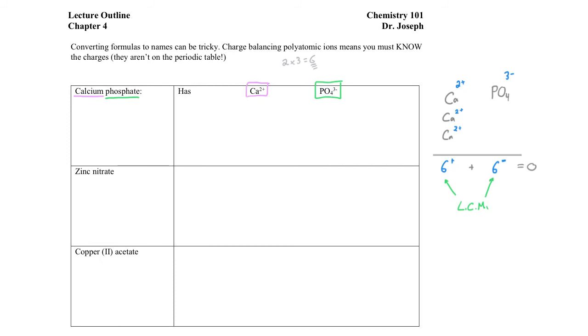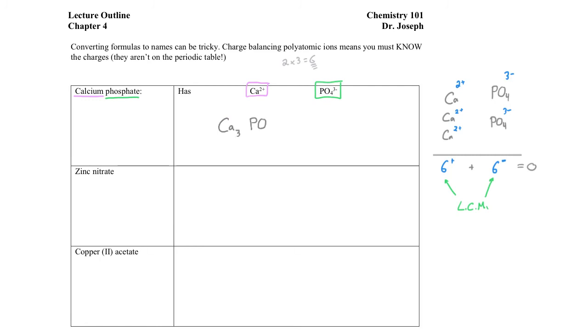How many phosphates do we need to get to 6 negative? That's right, we need 2. If we have 2 phosphates, each one is worth 3 negative charges, that would give us a total of 6 negative charges. And if we have 6 positives and 6 negatives, that balances out to 0. So what's our formula here? We have 3 calcium atoms, and we have 2 phosphate ions.